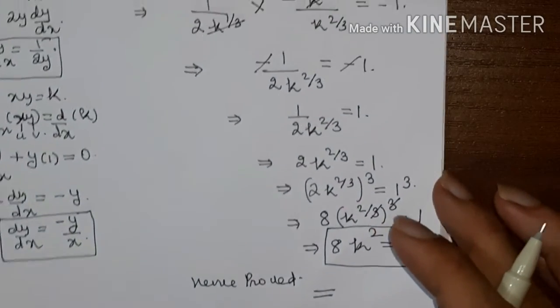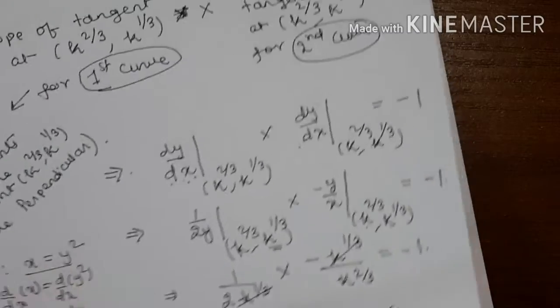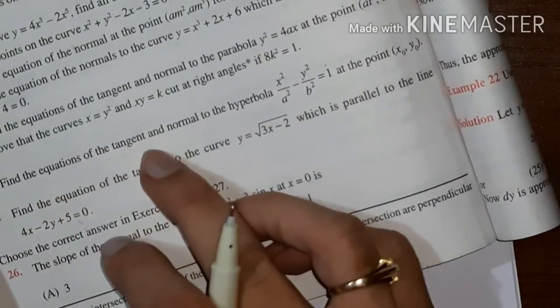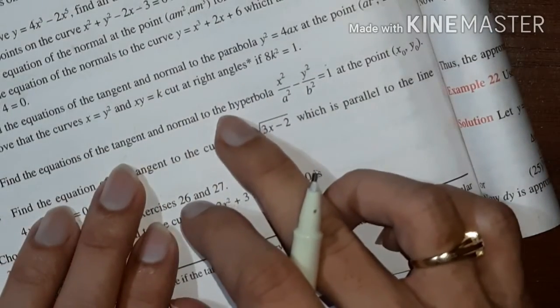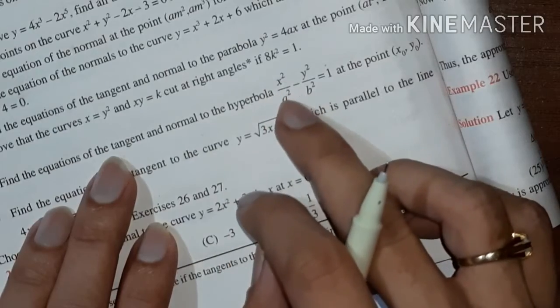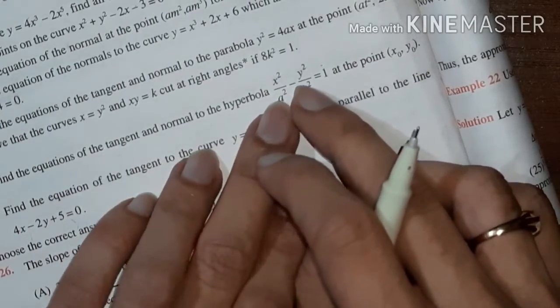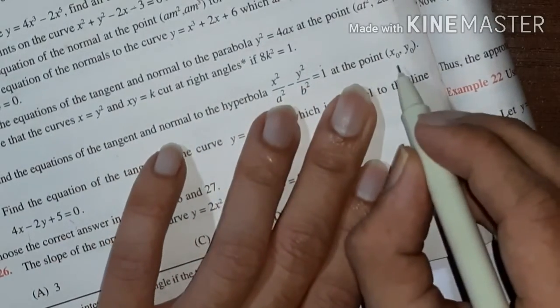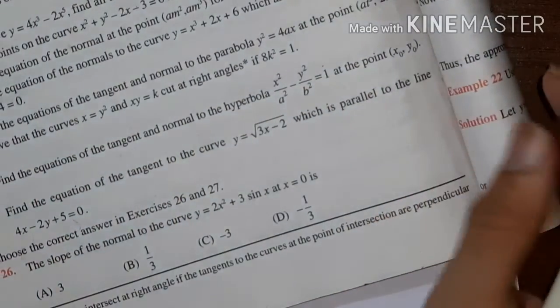Okay. So that was the 23rd problem. Now let us go to the 24th problem. The 24th problem is: find the equations of the tangent and normal to the hyperbola x square divided by a square minus y square divided by b square equal to 1 at the point x naught comma y naught.